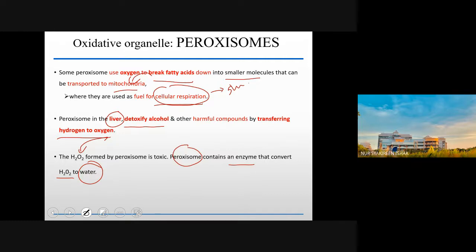Macam itulah. Okay. So that one is to detoxify toxin, alcohol and other harmful compounds. Okay, tapi ada juga untuk break down fatty acid as to be used as fuel for cellular respiration. Okay.